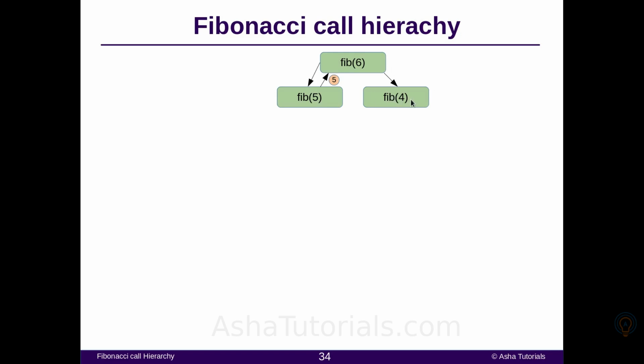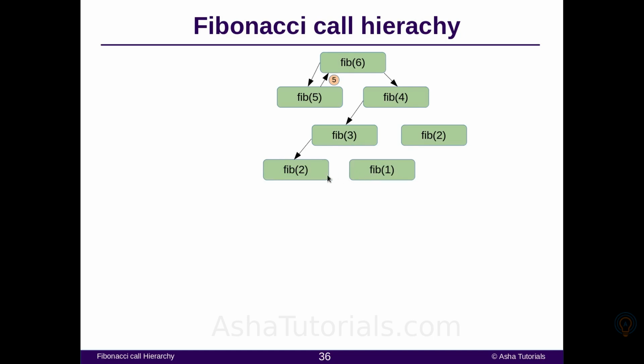So fib 4, again it is not a base case, it will call 3 and 2. First it will go for 3, again recur 2 and 1. 2 is not a base case, again it will recur, so it will call 1 and 0. 1 is a base case, it will return 1. 0 is also a base case, it will return 0. Addition, same way, 1 is a base case, again return 1. Combining, so left part is completed. Now right part, fib 2, again it is not a base case, it will recur 1 and 0. 1 is executed, 1.